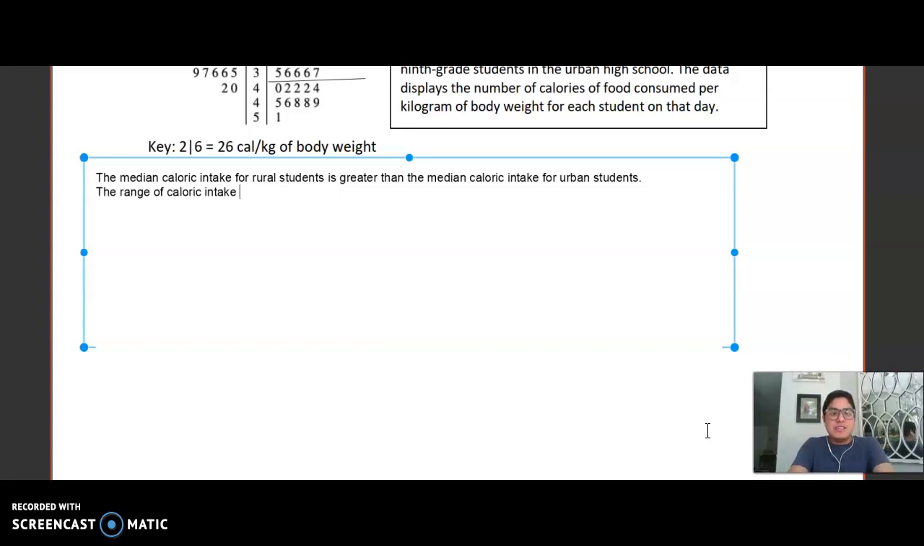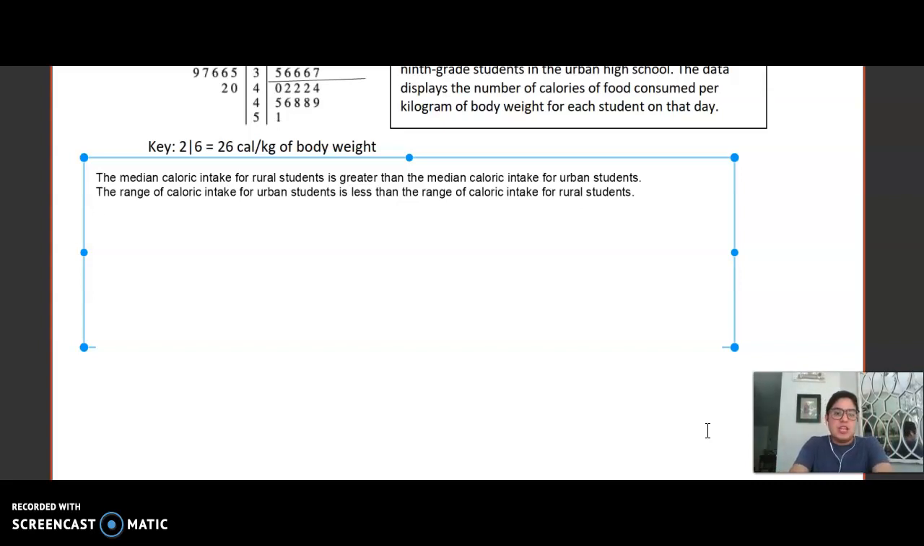So the range of caloric intake for, let's switch it up, for urban students is less than the range of caloric intake for rural students. And so notice there's no particular error. The comparison just has to be relative to what you're comparing. So notice in the first sentence I said rural was greater than urban. Now here I'm saying urban is lesser than rural. Again, you just have to be consistent with your context there.